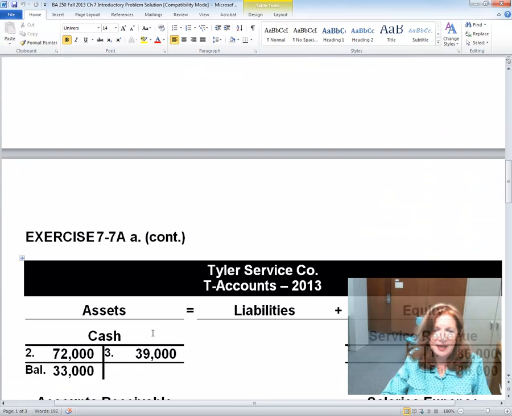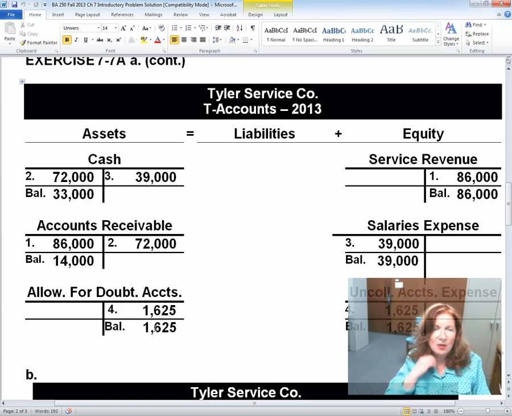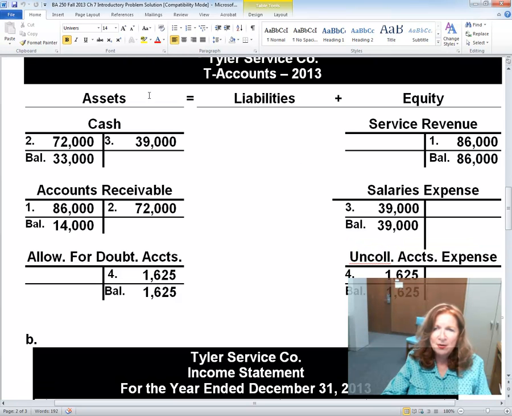So then in part 2, it asks us to post those to our T accounts. So here's our T accounts for 2013. Remember, they're assets, liabilities, and owner's equity. So all the asset T accounts are over here on the left-hand side. The revenues and expenses are over here on the right-hand side, and they're going to go ultimately into retained earnings through the closing accounts.